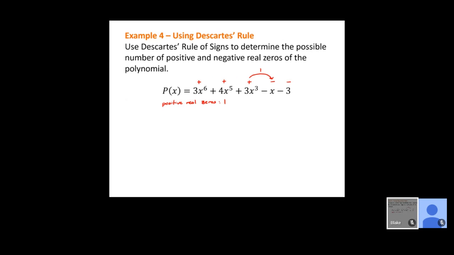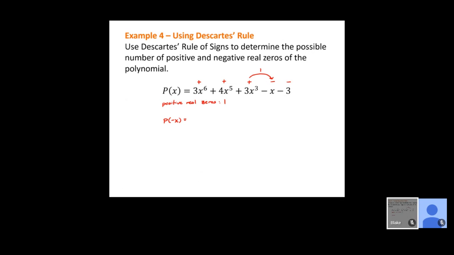So that's what Descartes' rule of signs tells us. If we go down the polynomial and ask how many times the sign changes, that tells us how many positive real zeros we could have. But again, let's say we had gotten 5 sign changes, then it could be 5 or 3 or 1, right? We're not guaranteed 5 positive real zeros in that case.